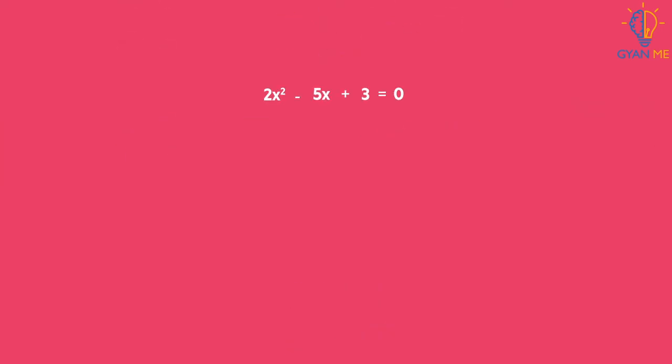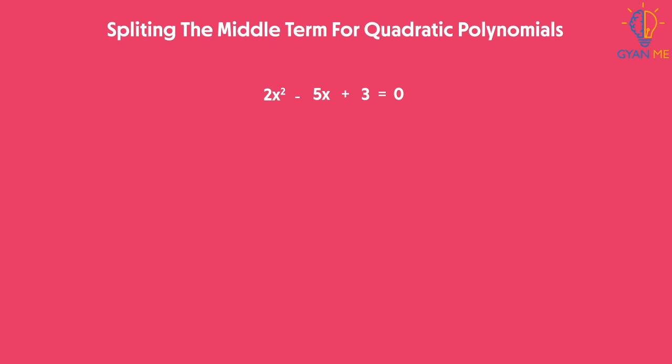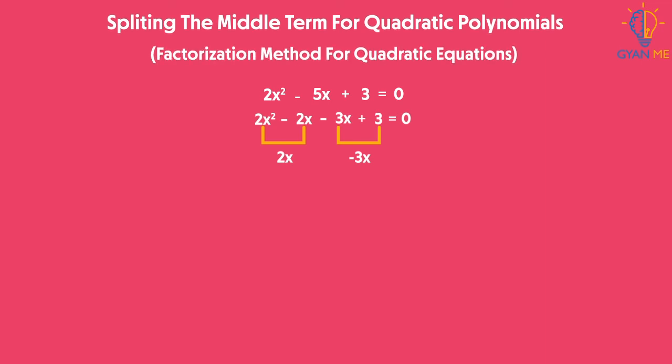Thus, we call this method splitting the middle term for quadratic equations, as we are splitting the middle term into two new splits. Again, remember, we also call this the factorization method in case of quadratic equations, as what we get at the end is two linear factors of the given quadratic equation.